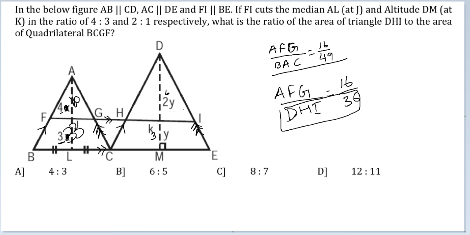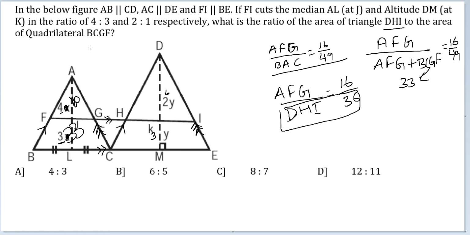Now BAC is 49. BAC itself contains AFG and BCGF. This is equal to 16 by 49. I know AFG to be 16, so BCGF would be 33. This quadrilateral will be 33. So finally, when they ask me the ratio of DHI to BCGF, the ratio will be 36 by 33 or 12 by 11, which is option D.